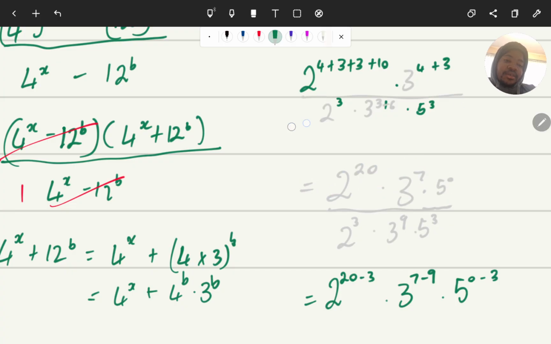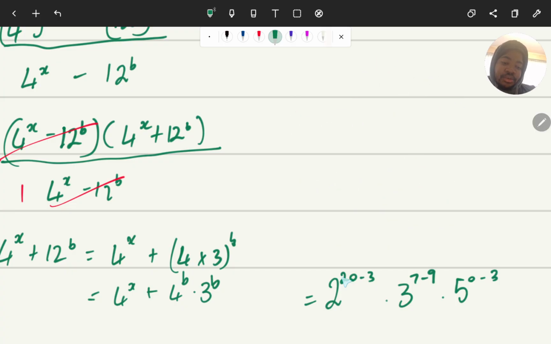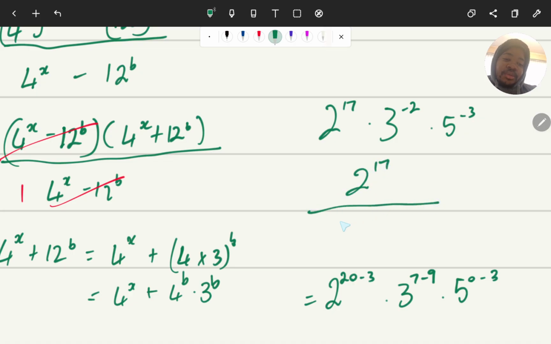So the answer after all of that is going to be 20 minus 3, that will be 17, and 3 to the power of 7 minus 9, which is 3 to the power of minus 2. So I have 2 to the power of 17 divided by 3 squared times 5 to the power of 3. Then I'm done.